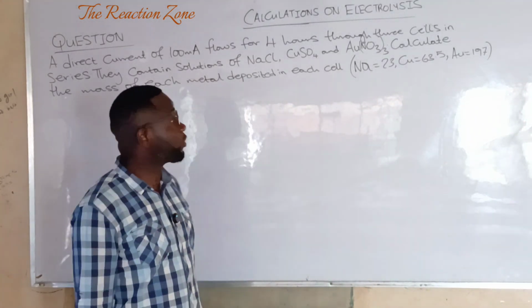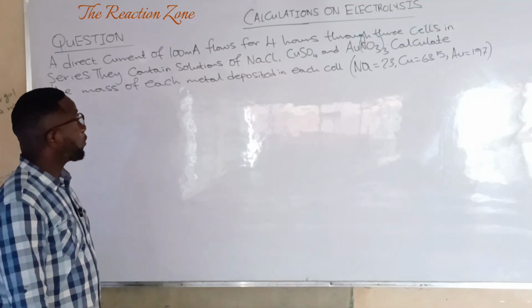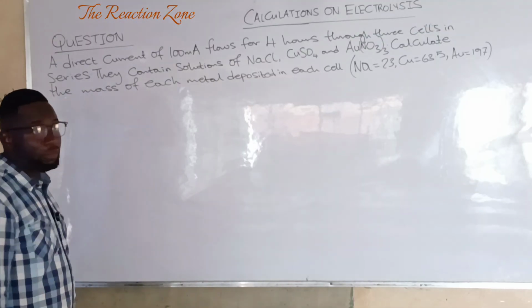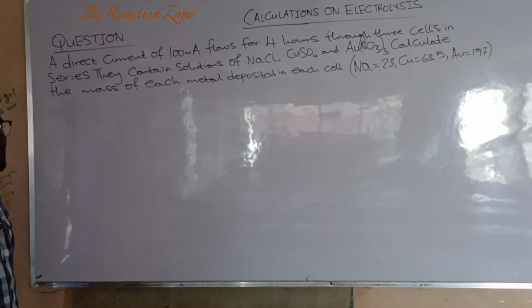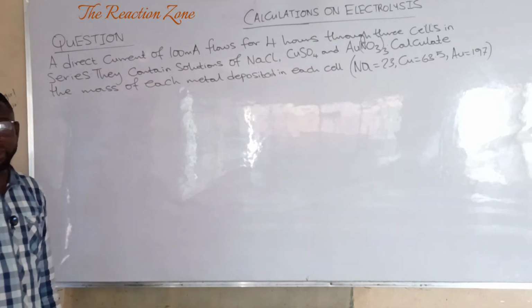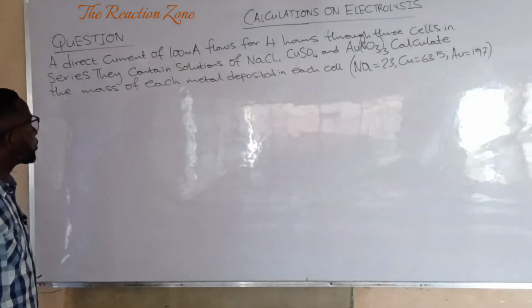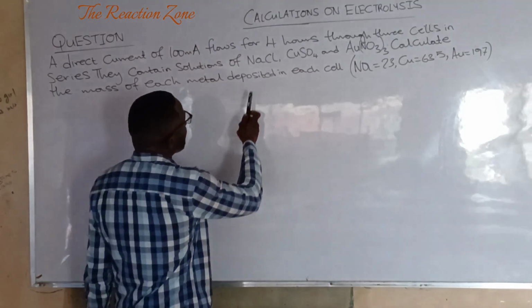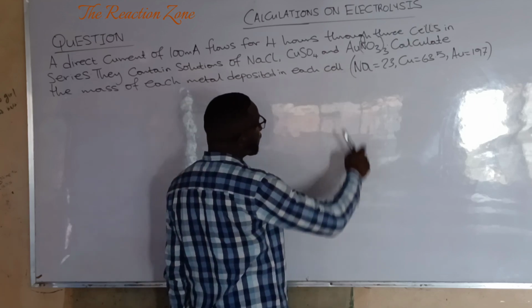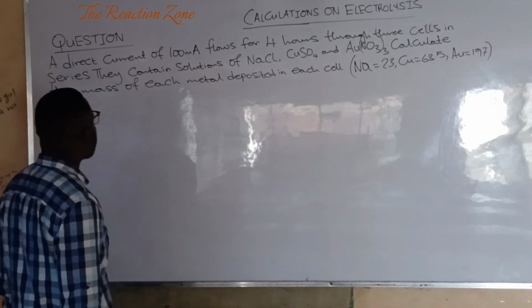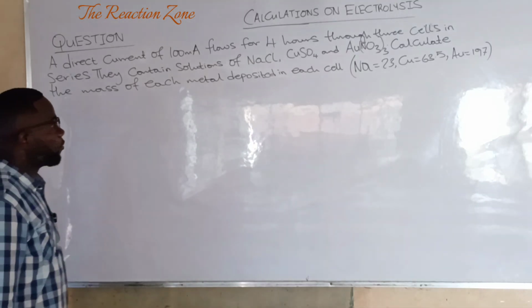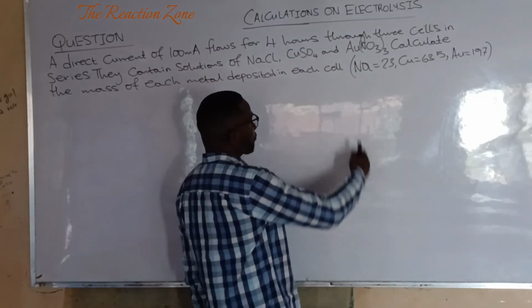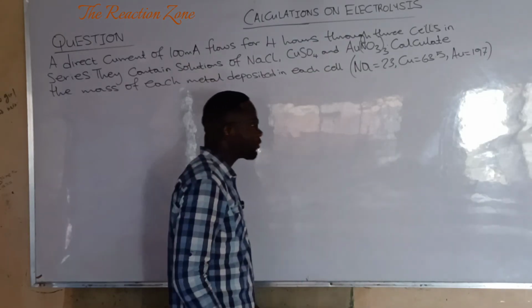In today's lesson, we're going to look at how to solve the question on the board on electrolysis. Now, the question is as follows. A direct current of 100 milliamperes flows for 4 hours through 3 cells in series. They contain solutions of sodium chloride, copper sulfate, and gold nitrate. Calculate the mass of each metal deposited in each cell. And we're given the atomic masses of sodium, copper, and gold.